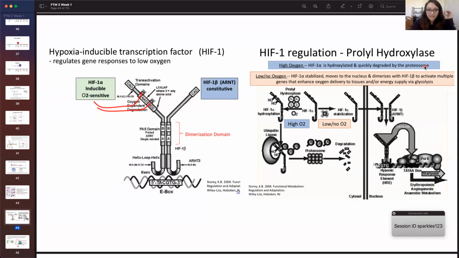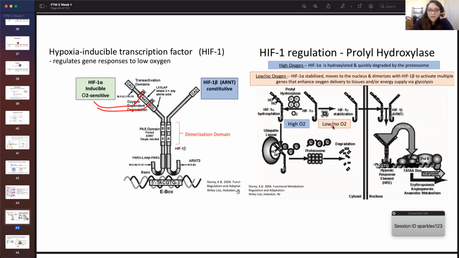So what's going to happen is these prolyl hydroxylases over here are going to hydroxylate the prolines that are on the HIF1 alpha. Once those proline residues are hydroxylated, it's tagging them for degradation by the proteasome. So when you have high oxygen, you're telling your body, I don't need the hypoxia inducible factors because I have no hypoxia going on, and it just degrades it.